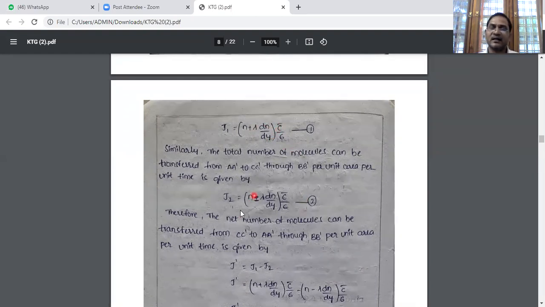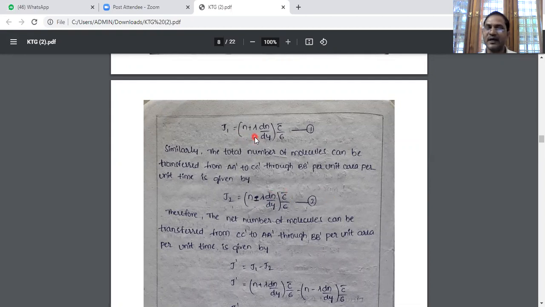Similarly, the number of gas molecules transferring from the bottom layer AA dash to the upper layer CC dash through the middle layer BB dash, through unit area in unit time, is given by J2, again applying the formula n C bar by 6. But here, the concentration gradient in the bottom layer, how much? n minus lambda dn by dy. Therefore, instead of n, we write n minus lambda dn by dy times C bar by 6. This is equation 2.